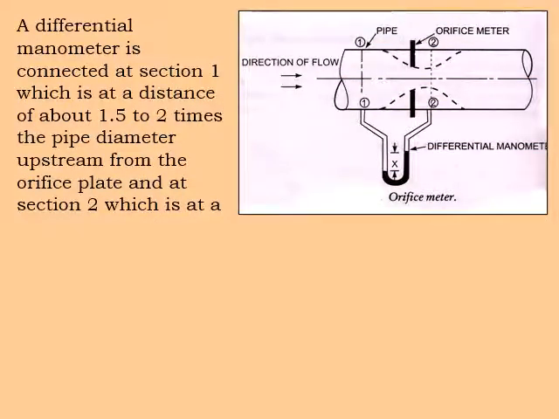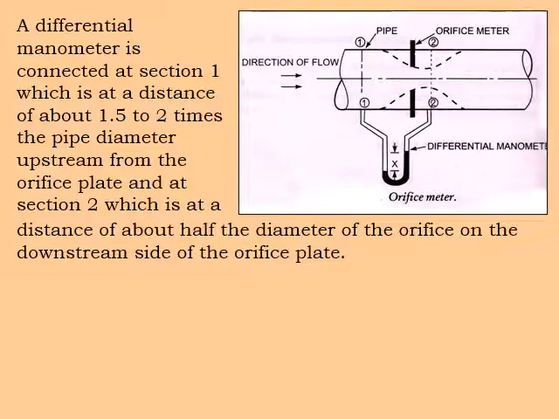So the differential manometer is connected at section 1, which is at a distance of about 1.5 to 2 times the diameter of the pipe, upstream from the orifice plate, and at section 2, which is at a distance of about half the diameter of the orifice on the downstream side of the orifice plate. From this figure we can see the connection of these two manometer limbs, one at section 1 and another at section 2.